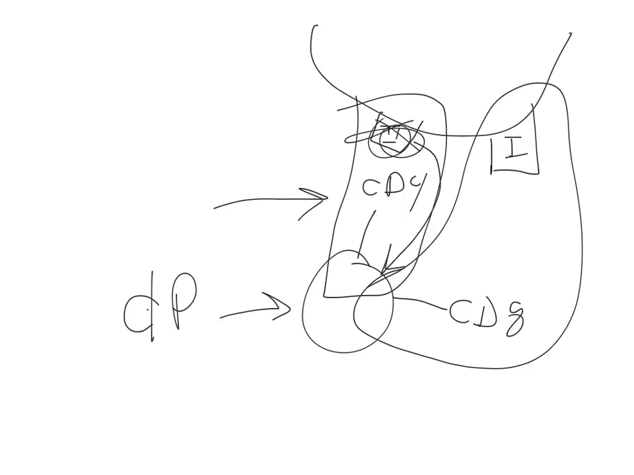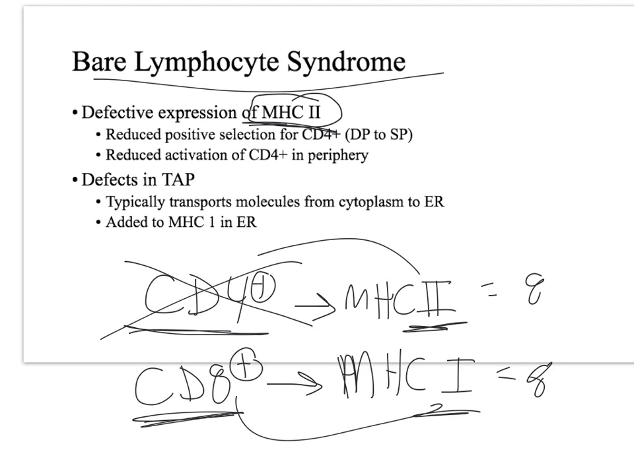If I can't present class II, I don't get CD4 positive T cells. And so again, this is called bare lymphocyte syndrome. You get reduced positive selection for CD4 positive T cells. It's the double positive to single positive transition. In the periphery, you get reduced activation of a reduced population of CD4s. So the few CD4s that you do get, you have a reduced activation of those, and so they don't even work. So also this can happen with CD8s.